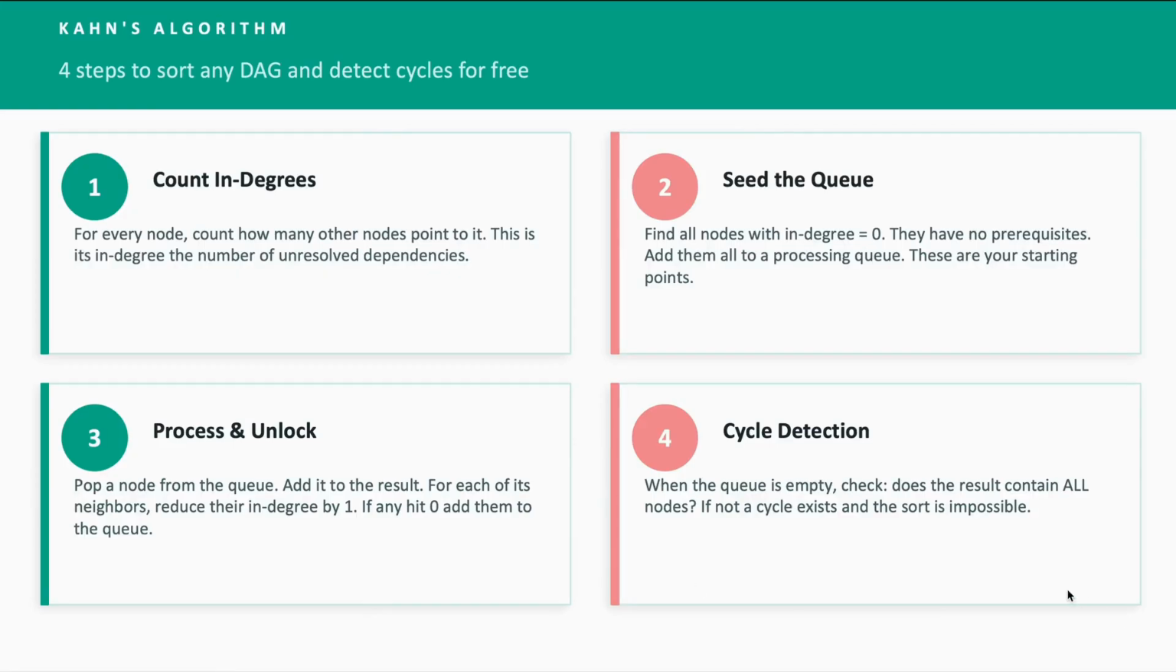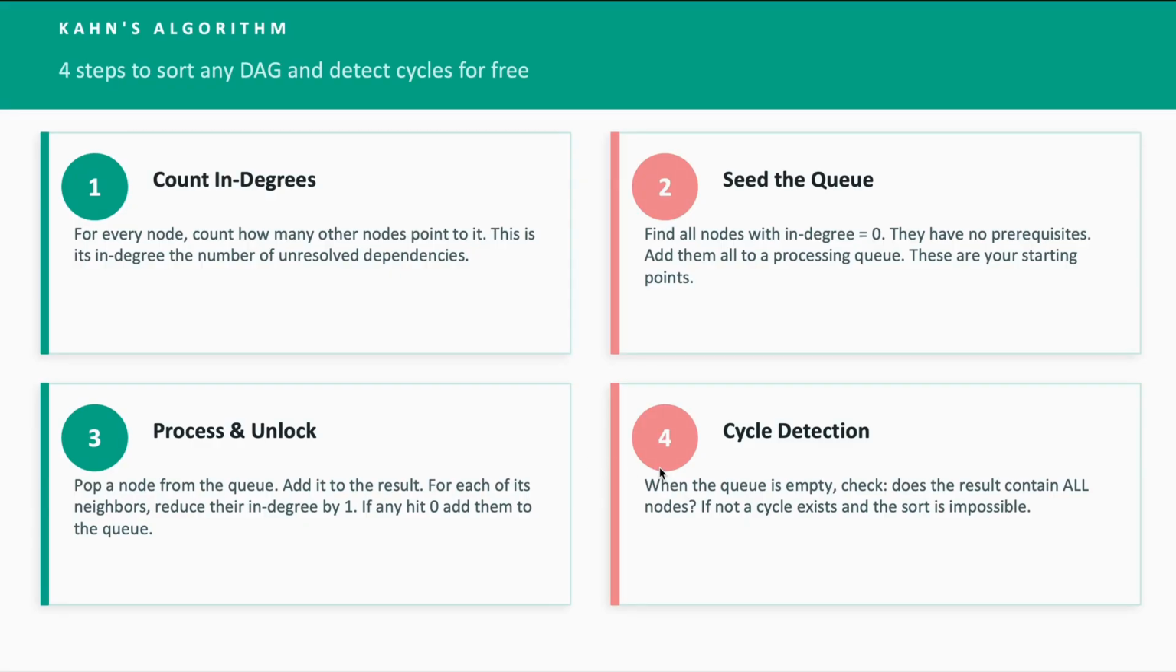And now the algorithm that solves this. There are two classic approaches to the topological sort: the DFS-based one, and Kahn's algorithm, which is BFS-based. I will show you Kahn's. It's more intuitive and it gives you cycle detection for free. So we have 4 steps, that's all.